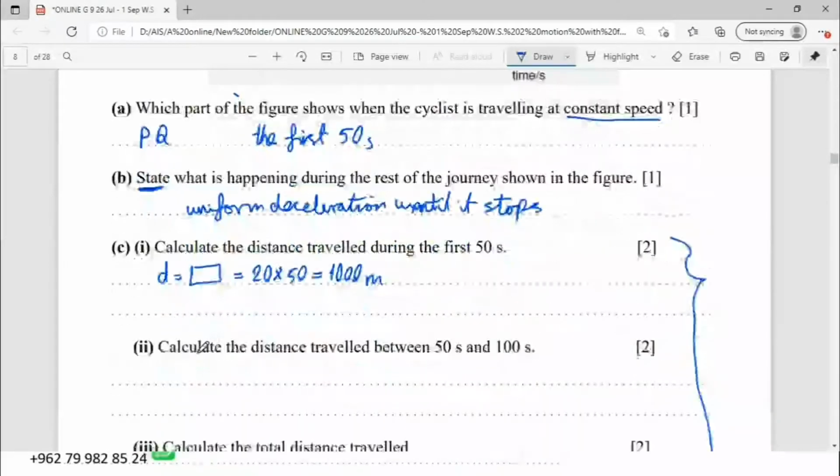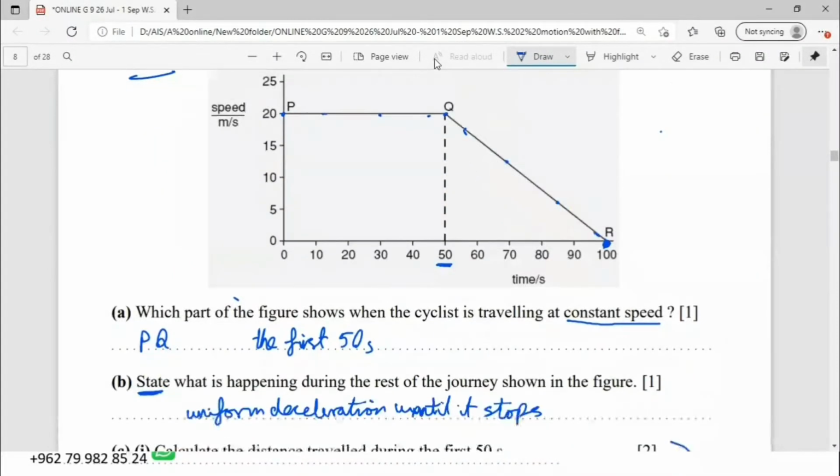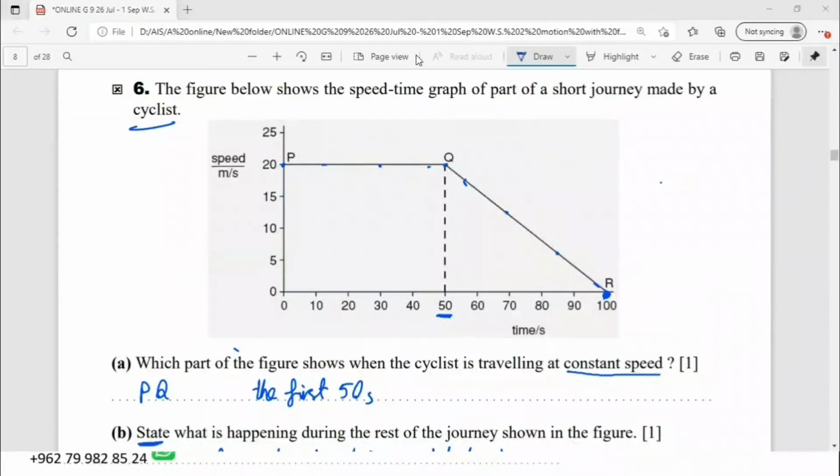Okay, for part C II, what do they ask? Calculate the distance traveled between 50 and 100 seconds. So let's return back to the picture. Between 50 and 100 seconds, this is the area under the graph. It's a right angle triangle, and we have to know that it's half base times height, which is 500.